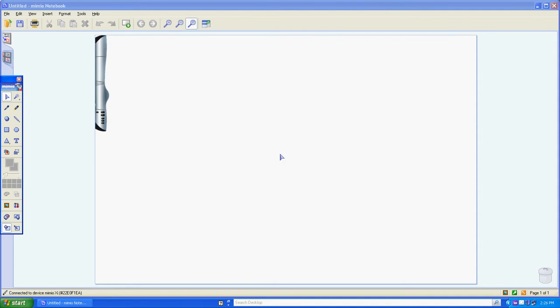Okay, so we're going to do graphing of absolute value equations. Okay, so we know how to graph linear equations, we know how to graph quadratic equations, and that's kind of the first step to this.